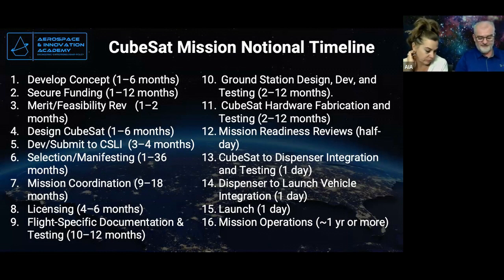Use components with flight heritage whenever possible. Flight heritage means they have experience, that they have credibility, and they've been shown to work. Right, credibility. Yes, there's no need to introduce even more variables than necessary on your first mission.